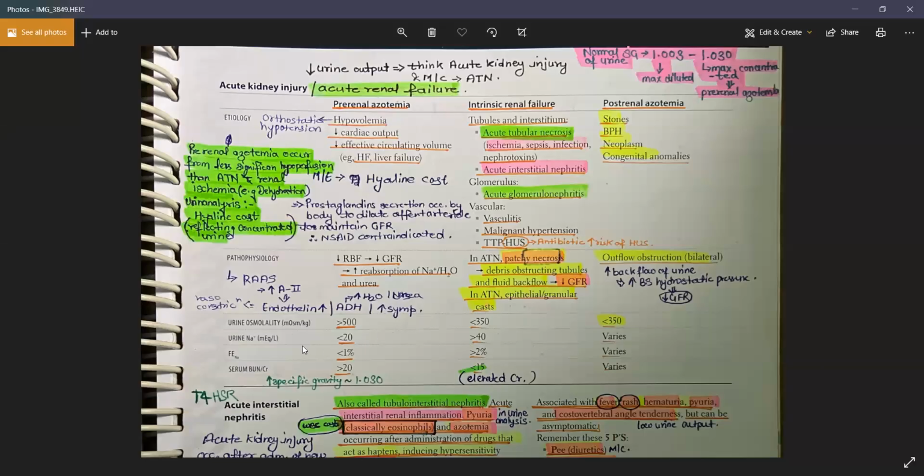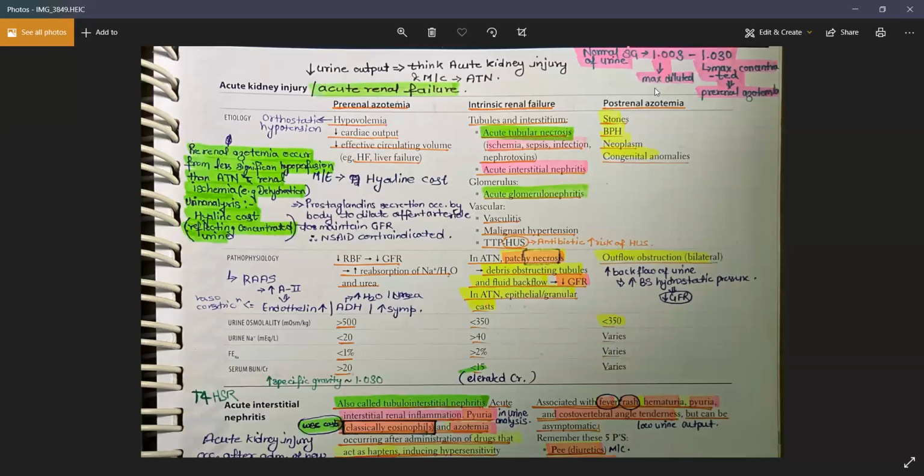So in case of prerenal azotemia, my kidneys are still working, and all of these findings that you are seeing are because the kidneys are trying to compensate for the loss of blood. In case of intrinsic renal failure, you're finding all these things because your kidneys are not functioning properly now. So they're losing all this water, all these electrolytes and other things.